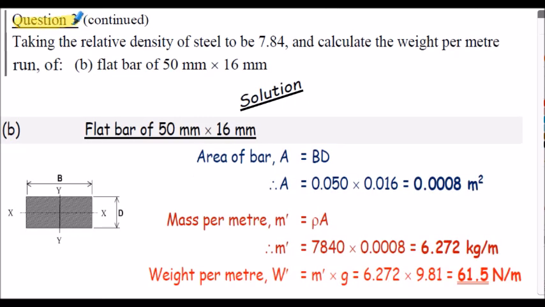Question 3, part B. This is the flat bar now, 50 millimeters by 60 millimeters. Obviously those dimensions are converted into meters. But the same process involved here. Calculate the area, calculate the mass per meter, and then calculate the weight per meter. I'll let you work through these calculations at your own pace.